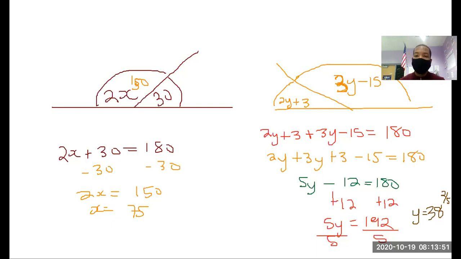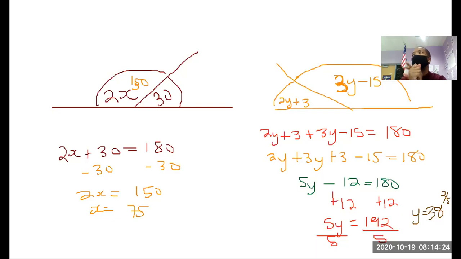But sometimes they'll ask us what are the actual angles. So then I have to take my y value and put it back into the equations up here. I'd have to do 2 times 38 and 2/5 plus 3, and 3 times 38 and 2/5 minus 15. And then you'll get the values for that. We're not going to solve for the angles right now, but this is how we form equations when we're dealing with complementary and supplementary angles.